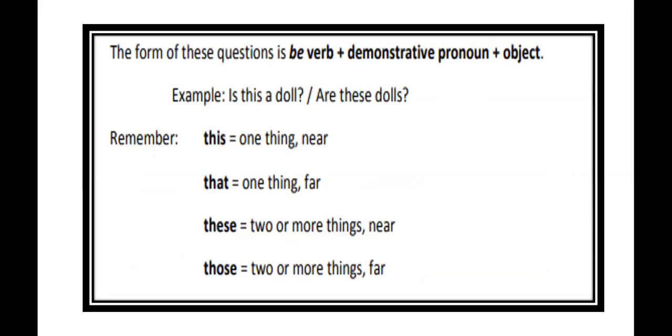So remember that the form of these questions is the verb be plus the demonstrative pronoun plus the object. For example, is this a doll? Or are these dolls? Remember that this is one thing near, that is one thing far, these is two or more things near, and those is two or more things far.